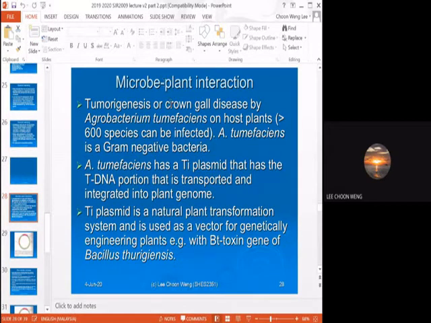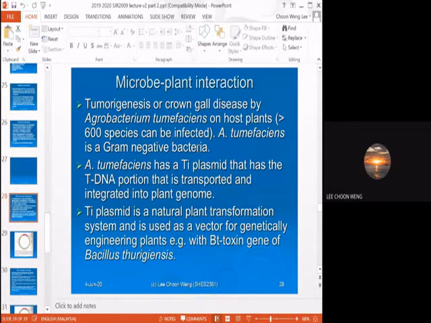Okay. So for microbe-plant interaction, the example that we are looking at is tumorigenesis or crown gall disease by Agrobacterium tumefaciens. Okay, so this is just one example of a microbe-plant interaction. There are of course many examples, but this is well studied and it is of special interest to plant molecular biologists because of the TI plasmid, the tumor-inducing plasmid.